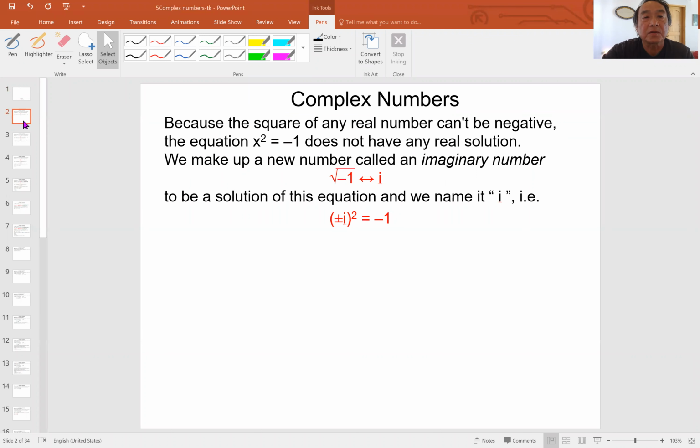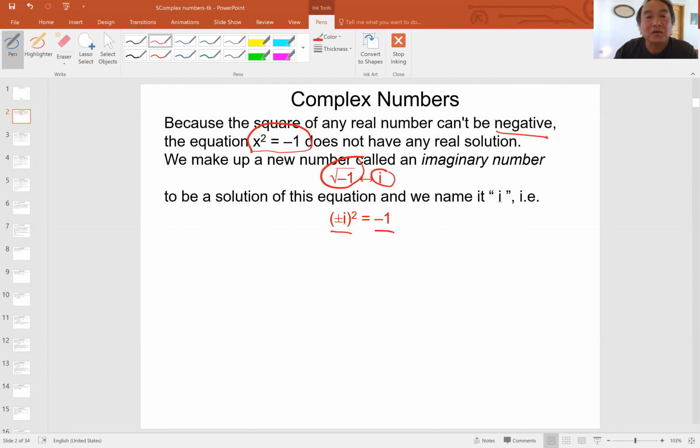Any real number squared is positive, never negative. So equations like these do not have any real number solution. Since it doesn't have one, we're going to invent one. We're going to call the square root of -1 the symbol i. And therefore, i squared is -1.